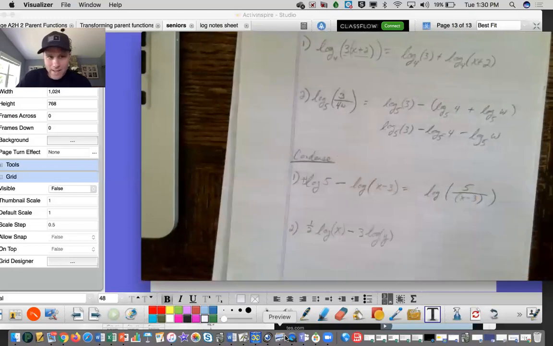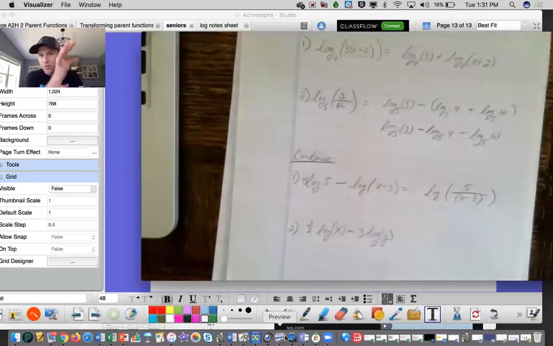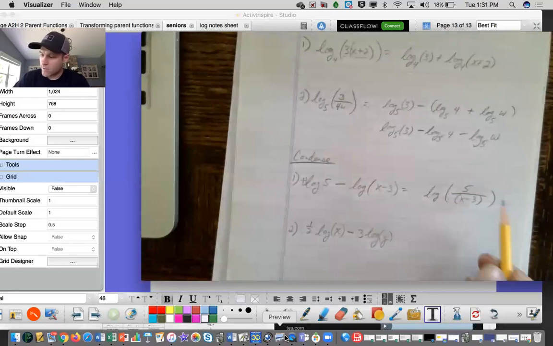So I guess a lot of kids got good at this because they would see that anything that has a positive leading coefficient goes in the numerator, anything with a negative coefficient goes in the denominator. And that's how it would look when you're done with it.